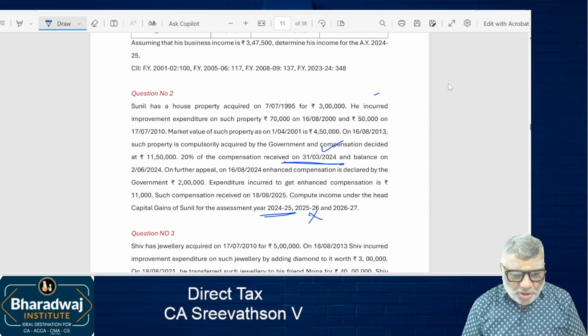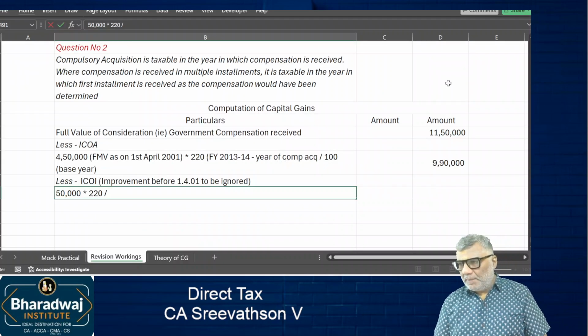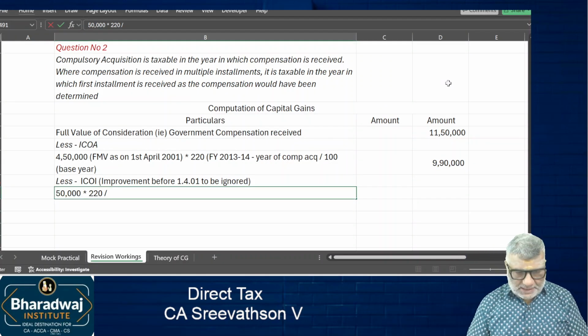I have improved it on 17/7/2010. So 10-11, please. 167.